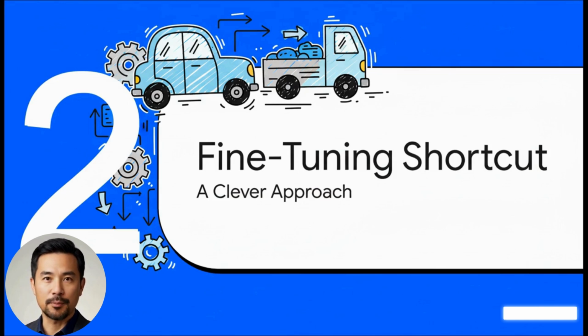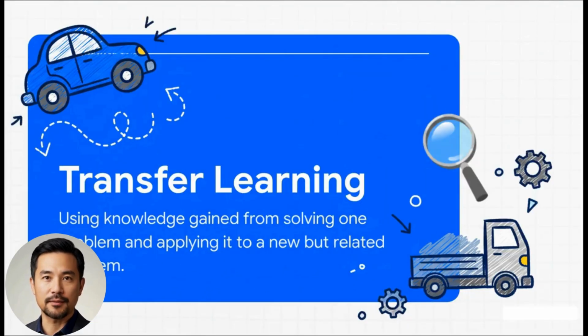This is where our clever shortcut comes in: fine-tuning. Let's break down exactly what this means. Okay, so fine-tuning is built on a really simple but powerful concept called transfer learning. The idea is just taking knowledge from one task and applying it to a new but related one. You're not reinventing the wheel. You're just putting that wheel on a different car.